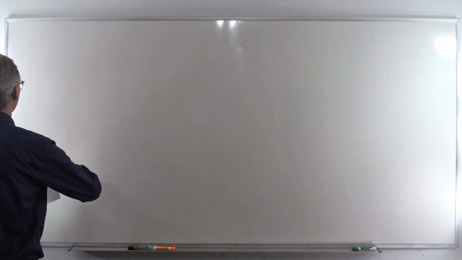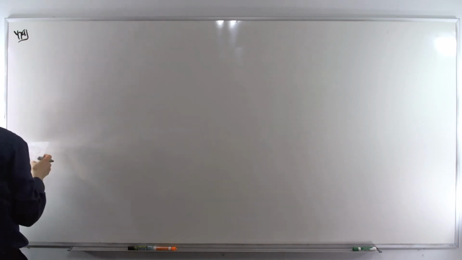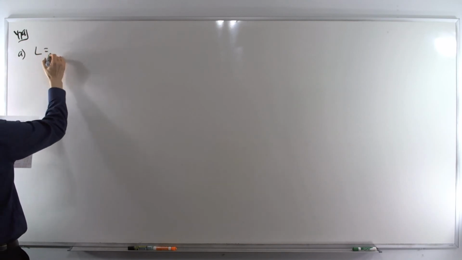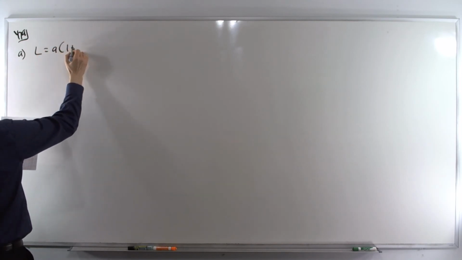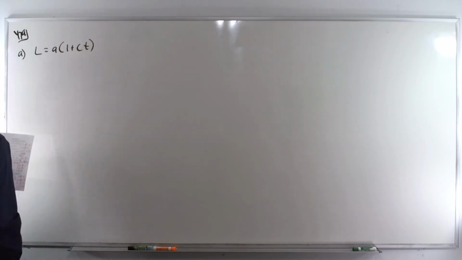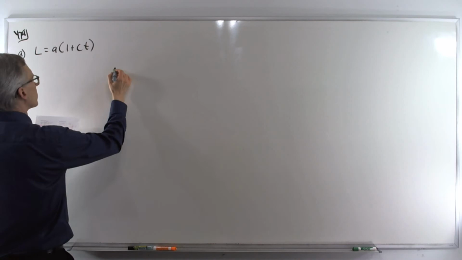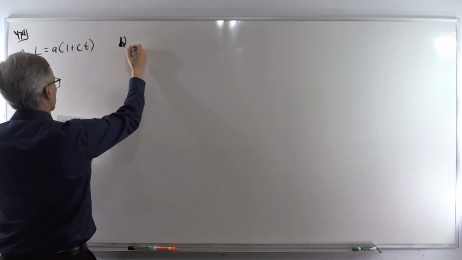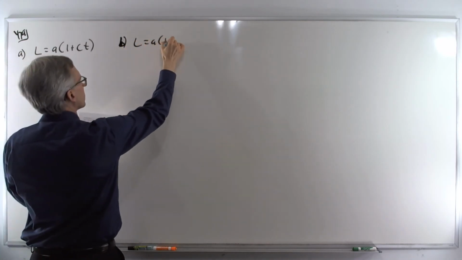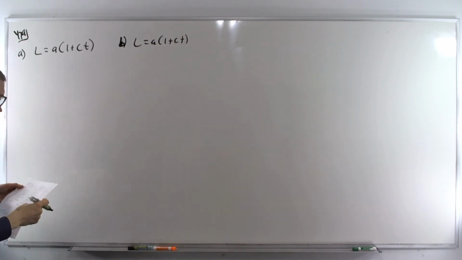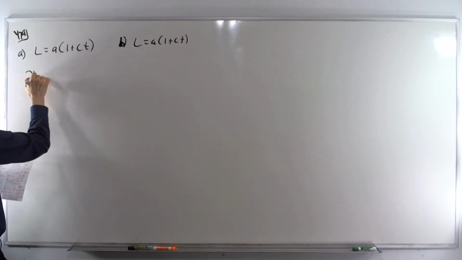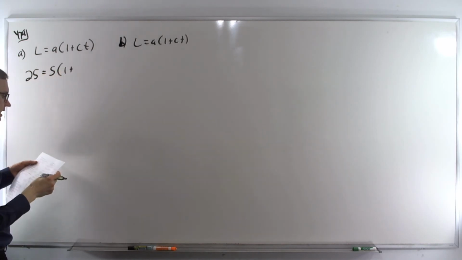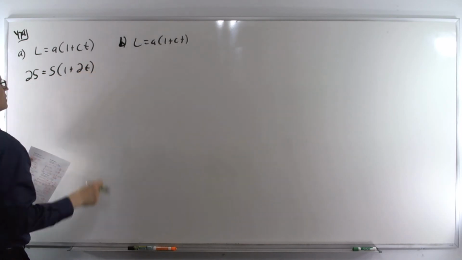Number 9. L equals A times 1 plus CT. So we got L is 25, A is 5, and T is 2. So we got 2T.